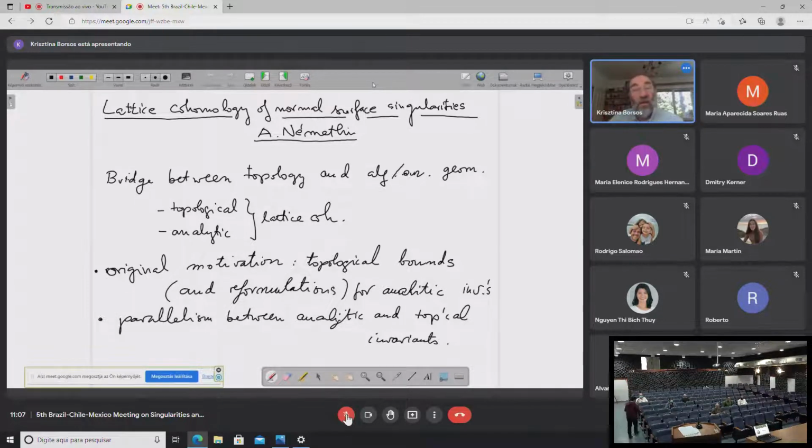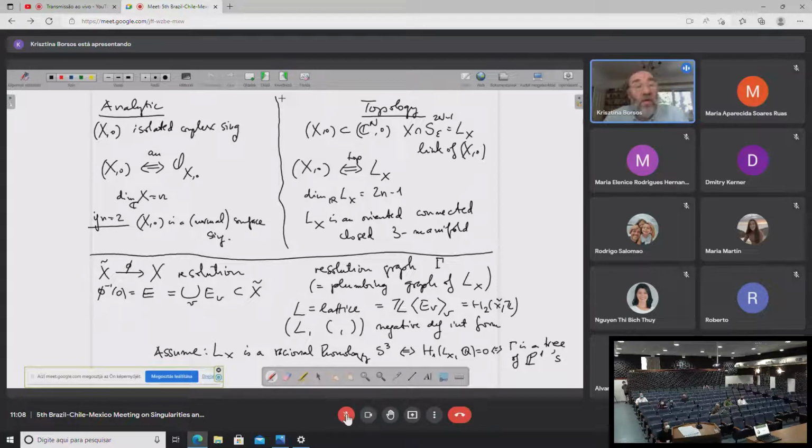So I would like to speak about the lattice cohomology of normal surface singularities. Actually, there are two types of lattice cohomologies, the topological and the analytic lattice cohomology. First, I would like to discuss the original motivation, and after that, the new part, the analytic lattice cohomology. So let's start with what I mean by analytic and topological.